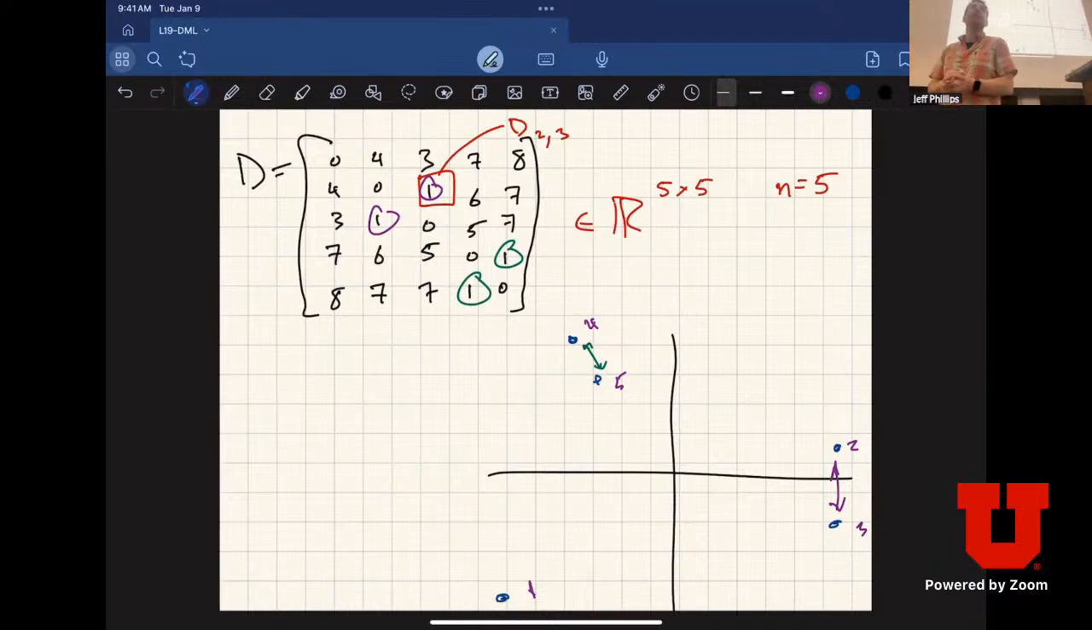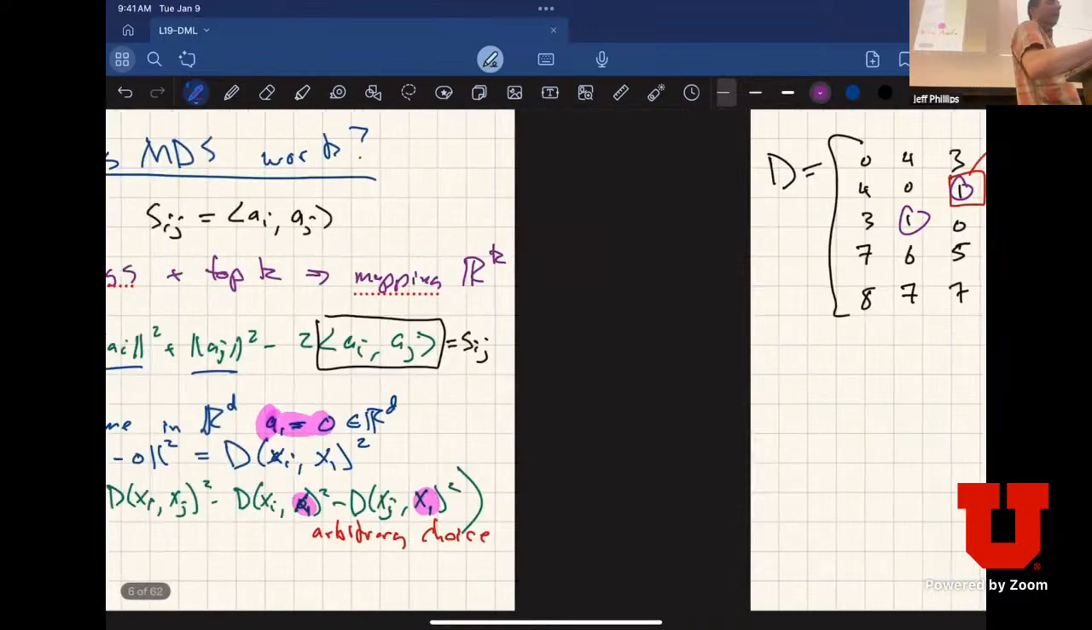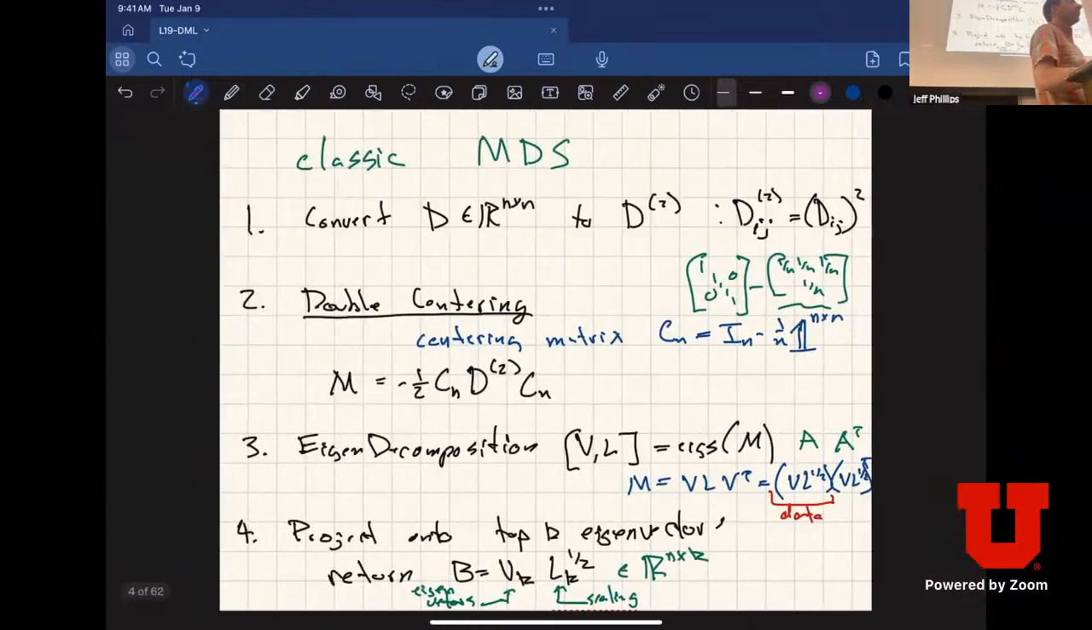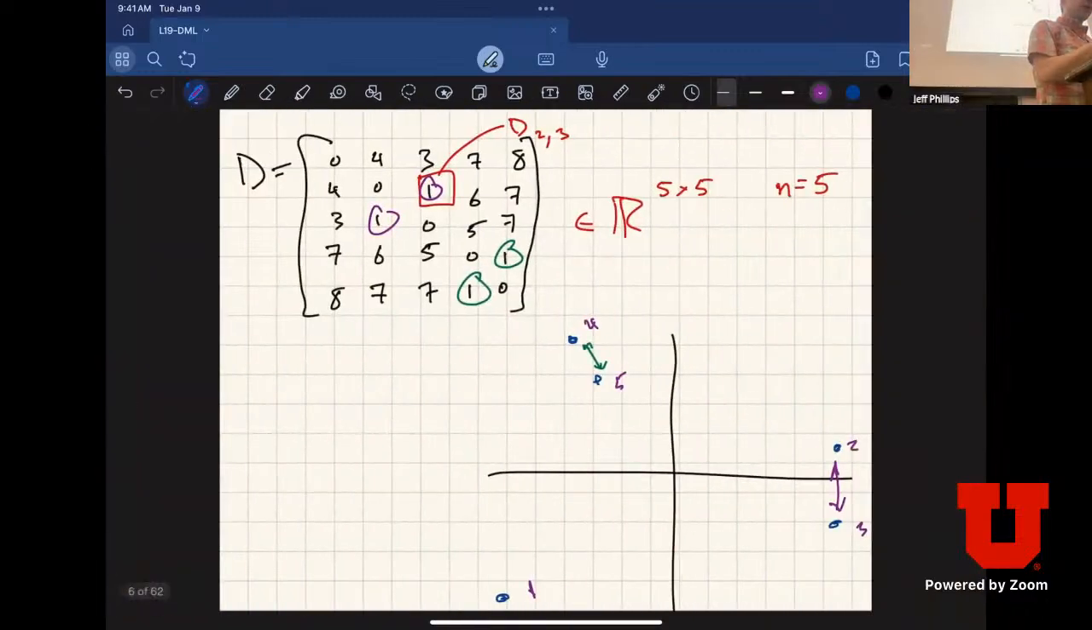So this is distance metric learning. Again, the algorithm is pretty simple, a few steps of linear algebra. If you set k equal to 2, then B is an n by 2 matrix, and you just read off the ith row as the ith data point, with 2 coordinates for it. It's as simple as that, and you can plot it.